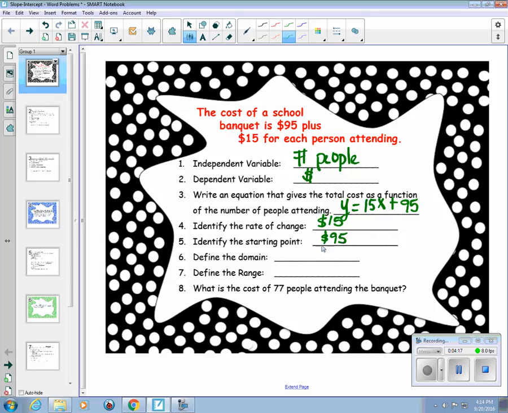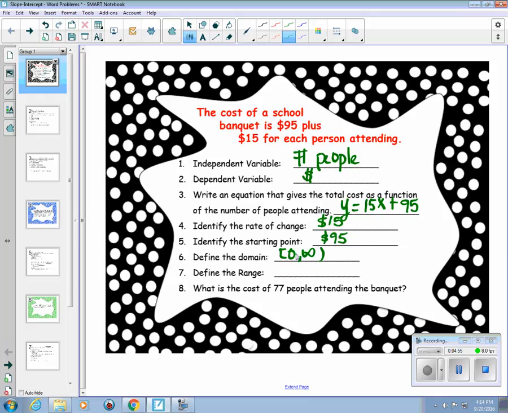What's my domain? What's domain? X or Y? What is X? The number of people. So it doesn't start at 95. From 0 all the way to what? To infinity. Very good. Because it doesn't tell me if the place where the banquet is held has a maximum capacity, right? It does not tell me.